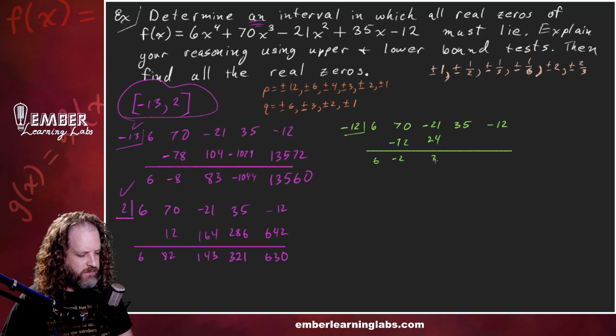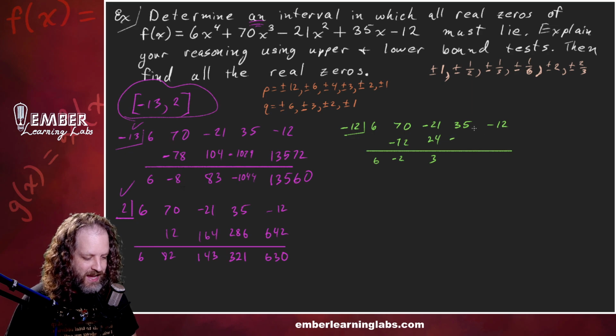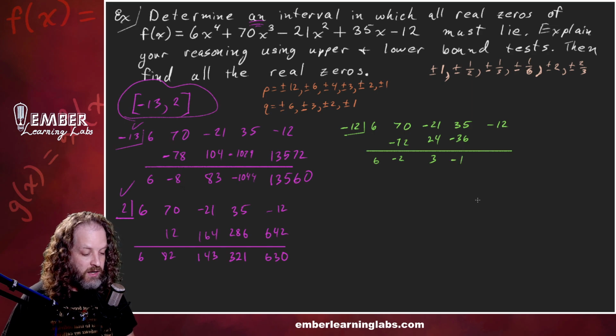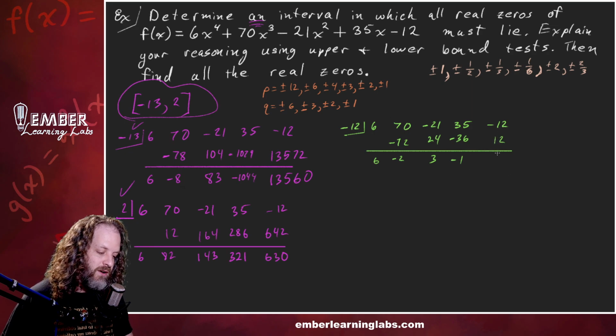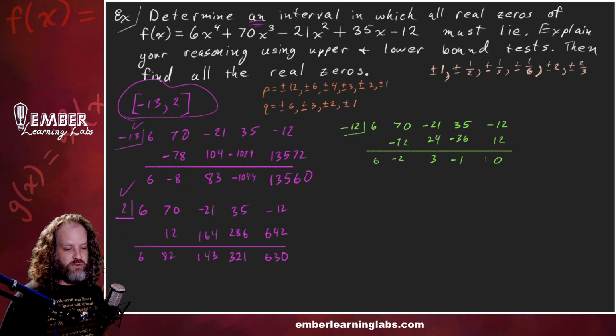That's going to be positive 3, right? Negative 12 times positive 3 is negative. That's actually the mistake I made, isn't it? A version of that. Negative 36. 35 plus negative 36 is negative 1. Looking beautiful. Negative 12 times negative 1 is positive 12. We did it. We found a partial solution.